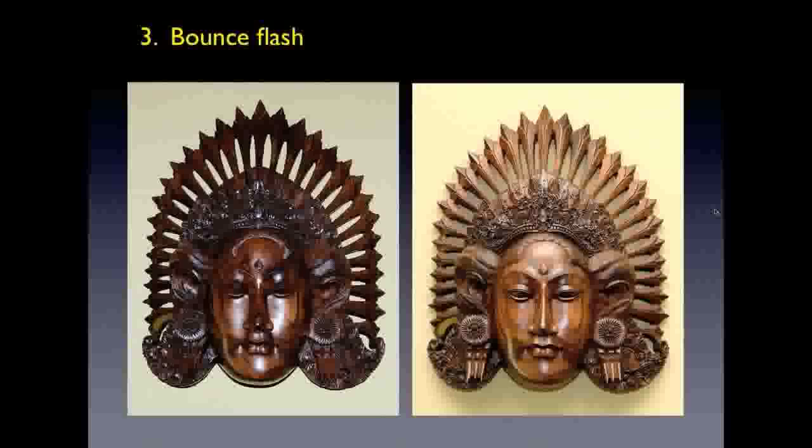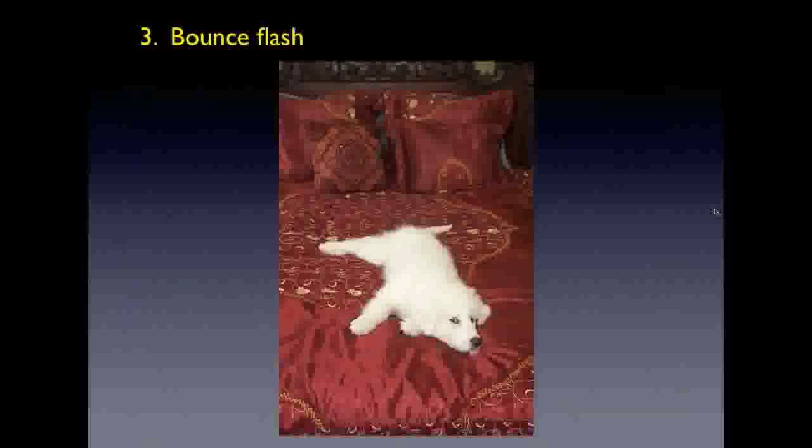Here's another example of a bounce flash. This is the dog who's just making all the noise. He's laying on the bed, and look at the light distribution in this picture. He is exposed well. He's not blown out. The pillows on the bed in the background are nicely exposed, and the reason that happened is because bouncing the light distributes the light over the entire room in a very even way. You don't get that light falloff. So bounce flash is one very important antidote to the light falloff problem.